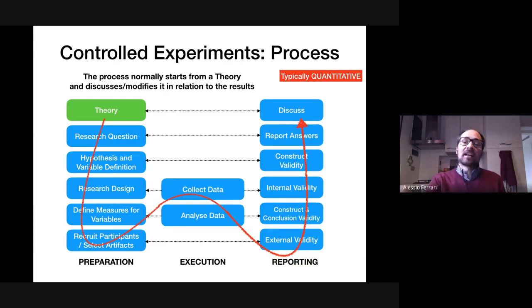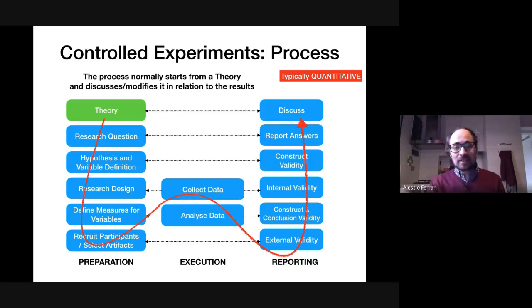And then I discuss several validity threats that are related to different layers, different levels of my study. I report my answers to the research questions. And finally, I discuss how the theory changed based on my experiment. So I start from a theory and I perform this study, so I go top down towards reality.